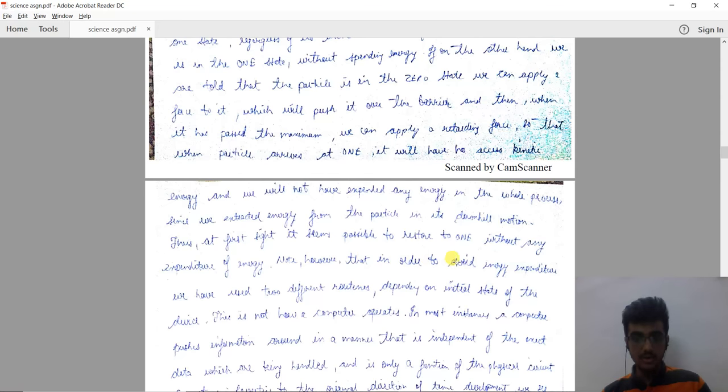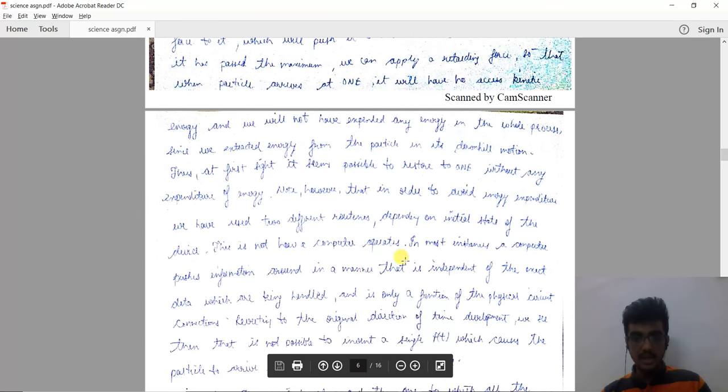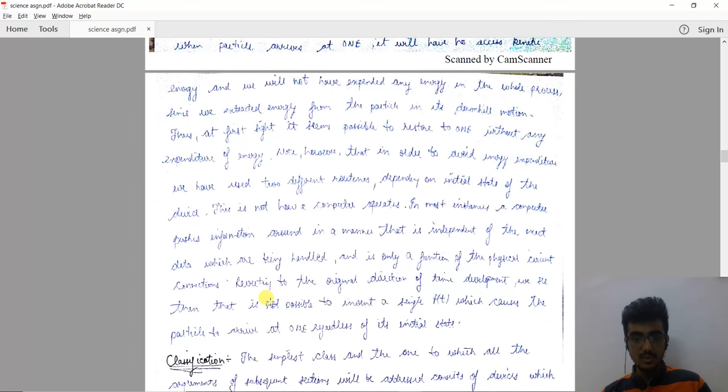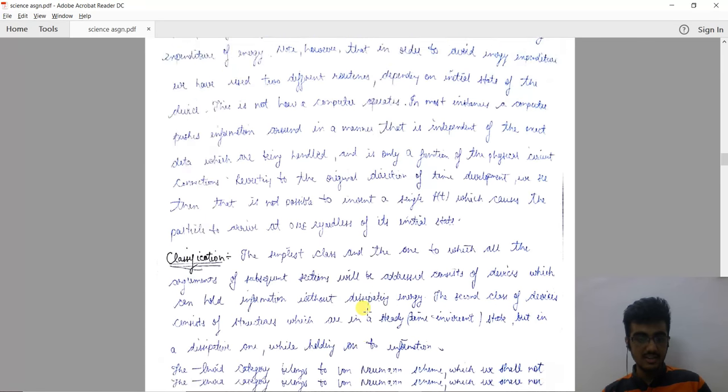Note, however, that in order to avoid energy expenditure, we have used two different routines depending on the initial state of the device. This is not how a computer operates. In most instances, a computer pushes information around in a manner that is independent of the exact data being handled, and is only a function of the physical circuit connections. Reverting to the original direction of time development, we see that it is not possible to invent a single force which causes the particle to arrive at 1 regardless of its initial state.